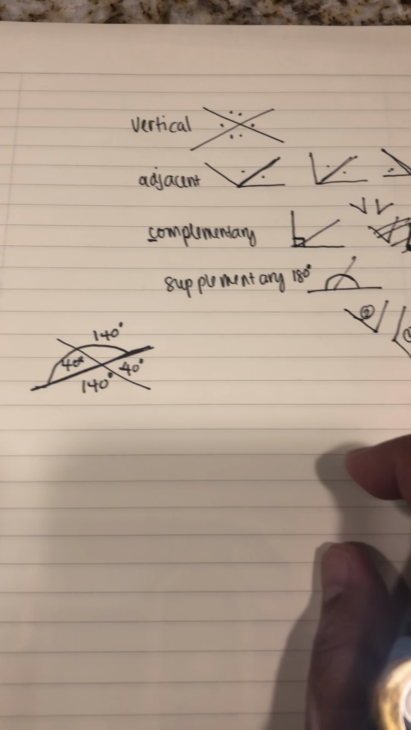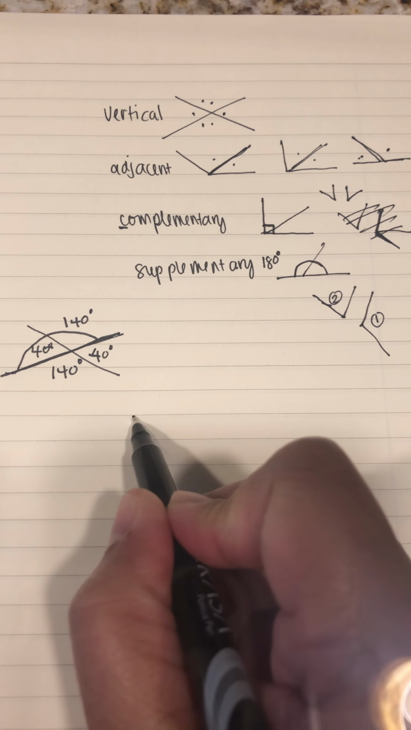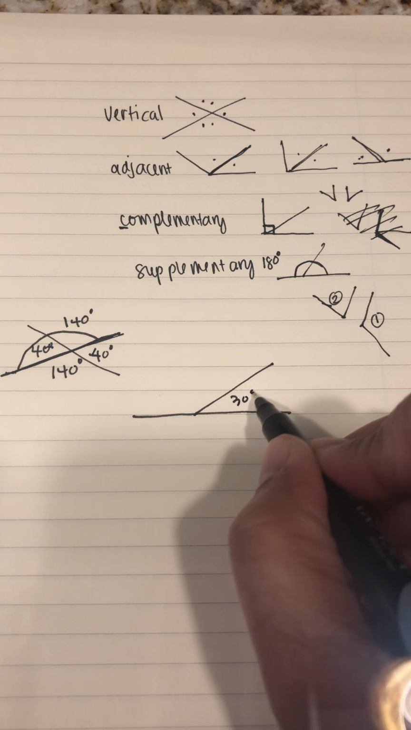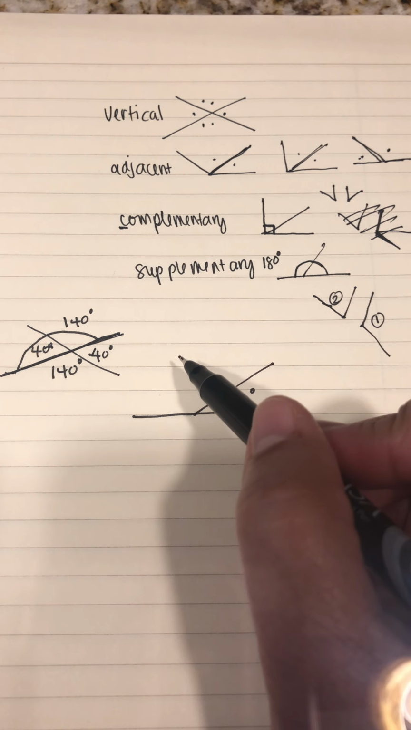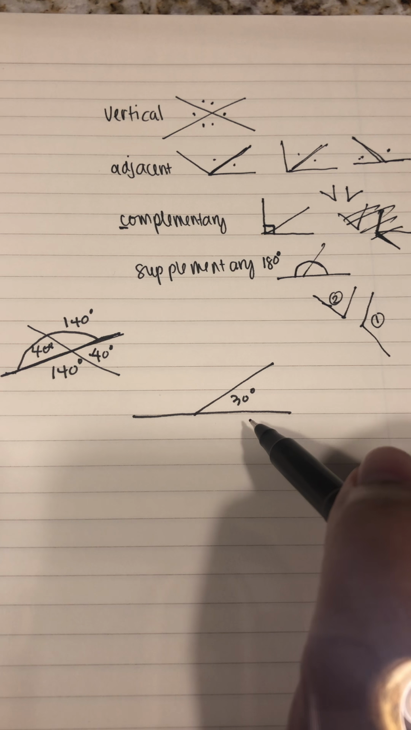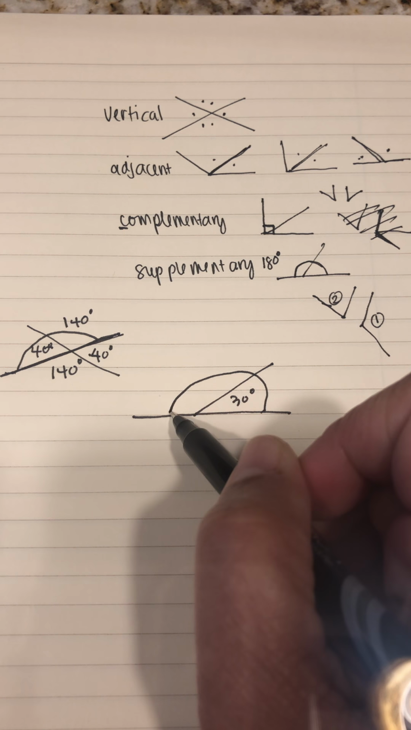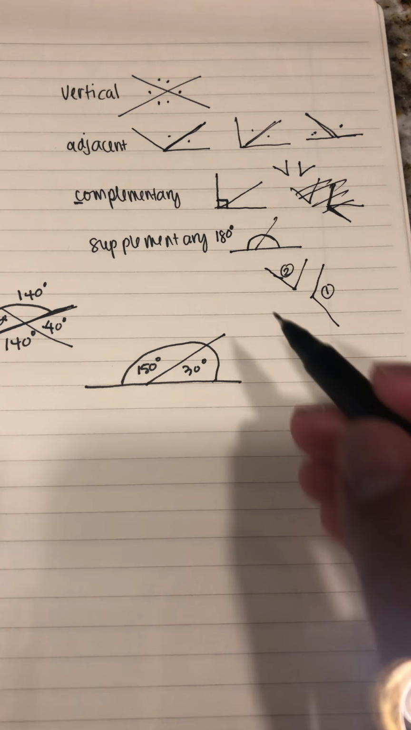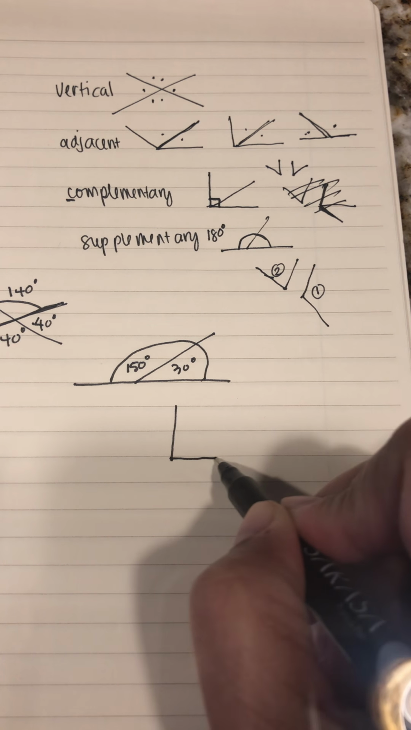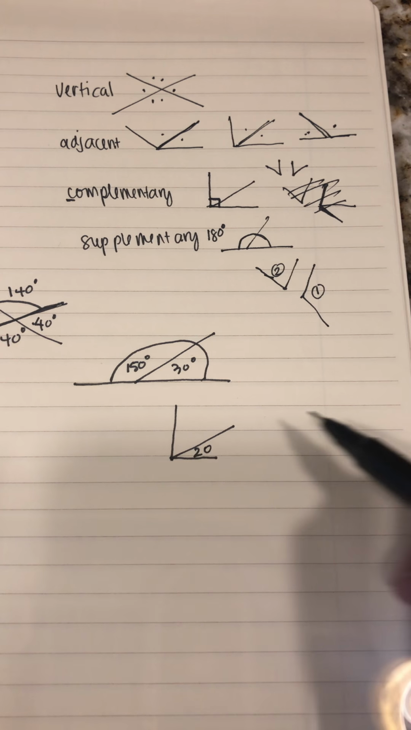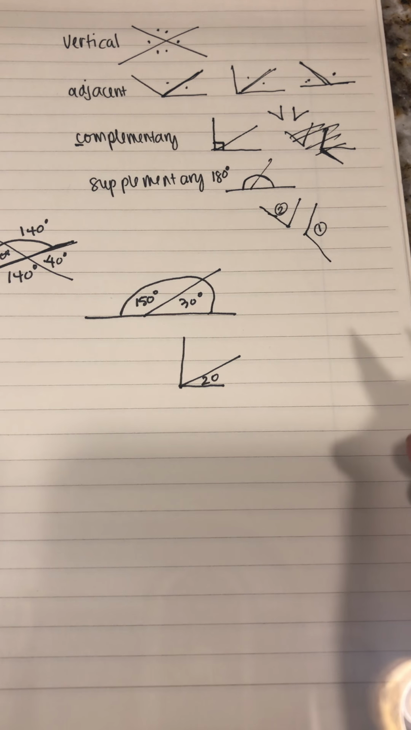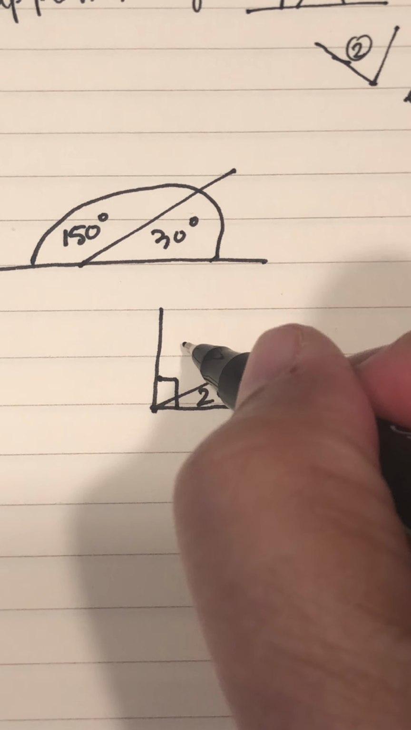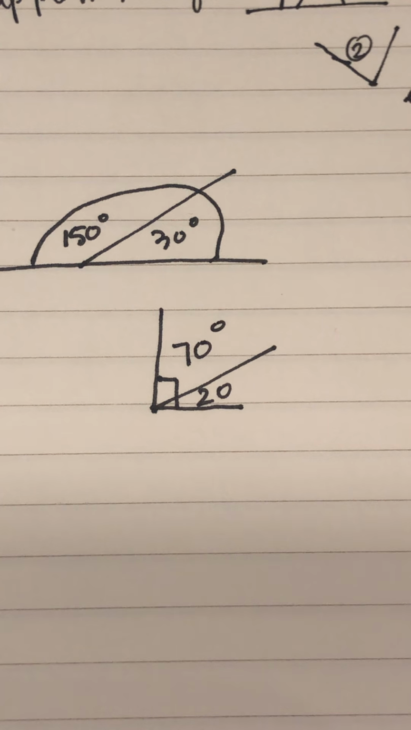Okay, so now let's try another one. Let's see this. I'm going to say that this is 30 degrees. So what is the measure of the other angle? So then we know that this adds up to 180. So that makes this 150 degrees. Okay, now let's see another one. If this is 20 degrees, that would make this one, so it adds up to 90, that would give you 70 degrees.